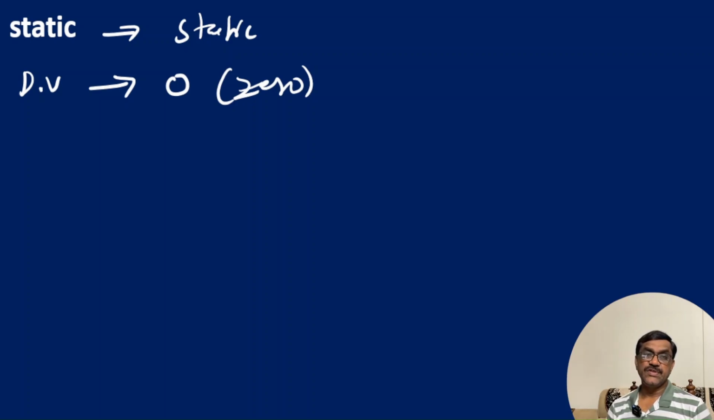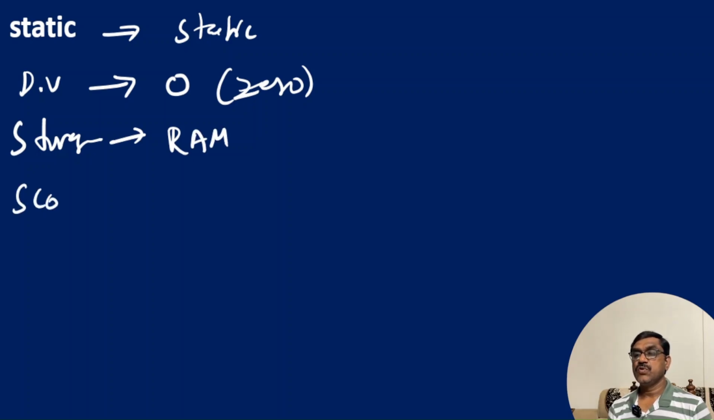Previously we have seen the register storage class. What is the default value? Garbage. For automatic, also garbage value. What is the storage of an automatic storage class variable? Random access memory. What about register storage class? It is CPU registers. Here, the storage of a static variable is again random access memory, as with the automatic storage class variable.